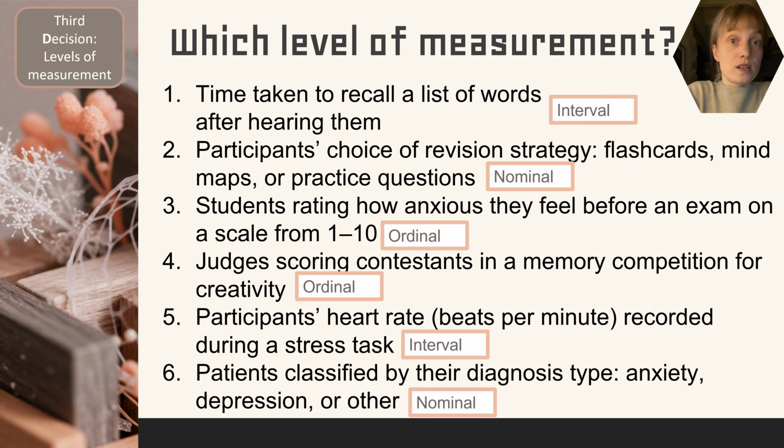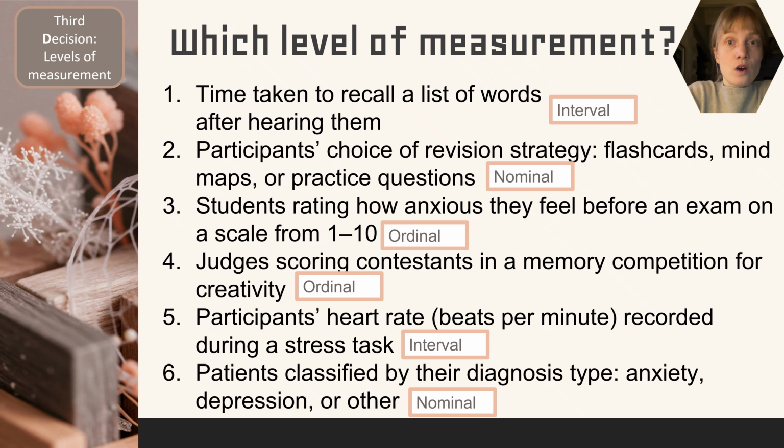Time taken to recall a list of words after hearing them. That's interval data. Time is an objective, continuous measure. Participants' choice of revision strategy. That's nominal data. It's categorical. Participants fall into one group or another, like flashcards, mind maps, practice questions.